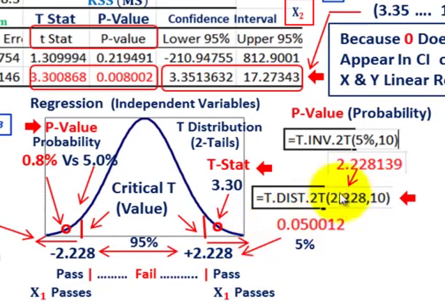Okay, so this is what you're going to do. To determine your p-value, you just put that 3.3 into your t-distribution function, 10 degrees of freedom, and you should get 0.8%. Just to understand that.